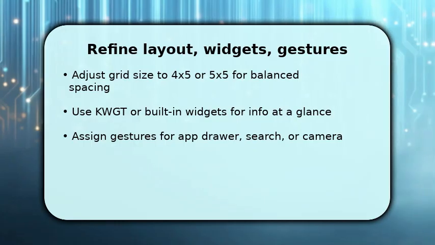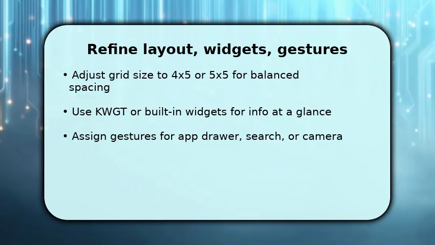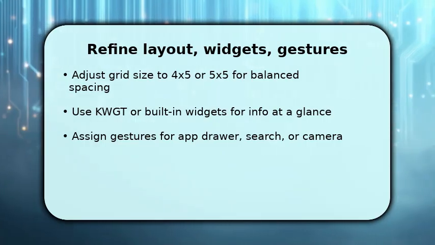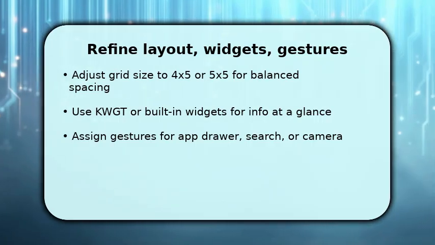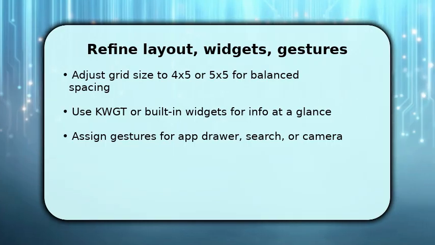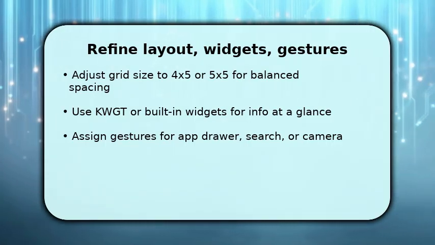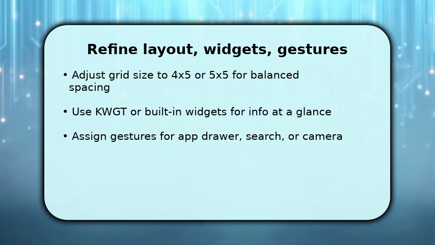Use a widget maker like KWGT for compact clocks, calendar, or battery readouts so you keep functionality without crowding the screen. Configure launcher gestures. Swipe up for app drawer, double tap to lock, swipe down for notifications. These reduce icon count and speed navigation. Finally, adjust icon size and padding so alignment looks intentional and clean.